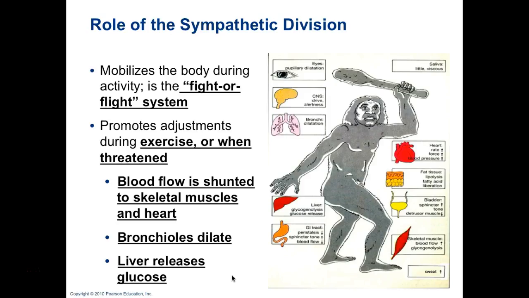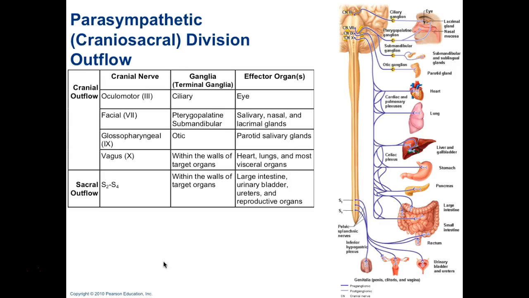Our sympathetic division, or fight or flight system or response, is going to deal with when we have that adrenaline rush, when we're threatened, when we're exercising. And so we're going to need our blood flow to move over to our skeletal muscles and hearts to help us with either exercising, running away, or fighting. Our bronchioles are going to dilate, so we'll have an increase in respiratory rate, and our liver is going to release glucose in order for our body to function optimally.